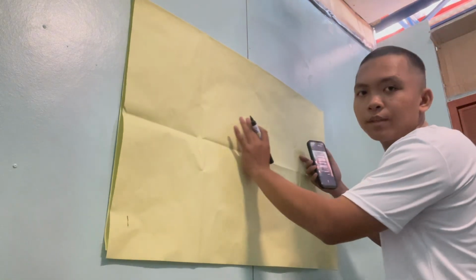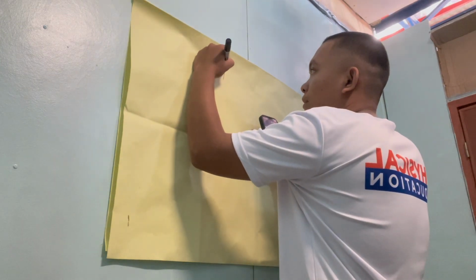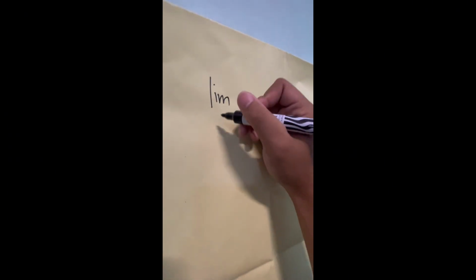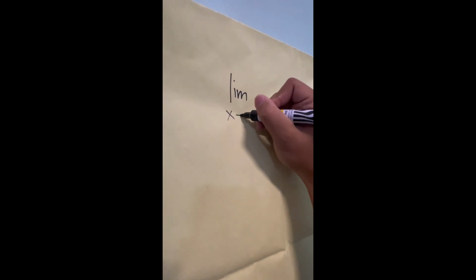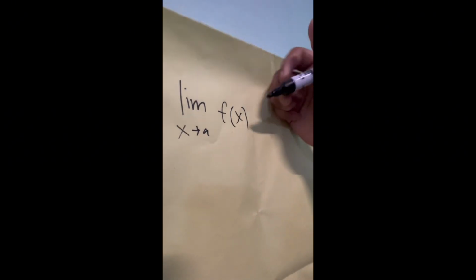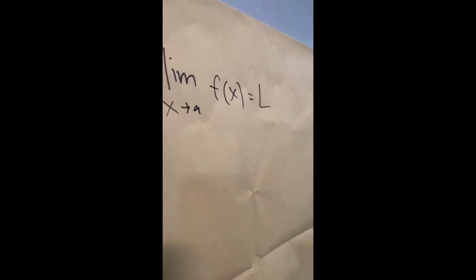So first, we need to write the limit in this form. So like this. Okay, so the limit of a function: as x approaches a, f of x is equal to L. This means as x approaches a, the function f of x approaches the value of L.